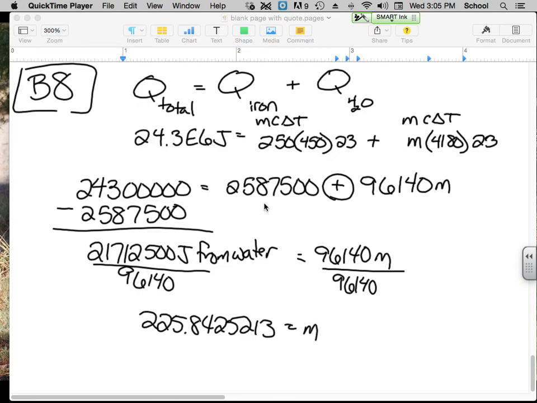But if you look back to our original numbers, our delta T only had 2 significant figures, so I'm going to round that up to 230 kilograms. And that's it.